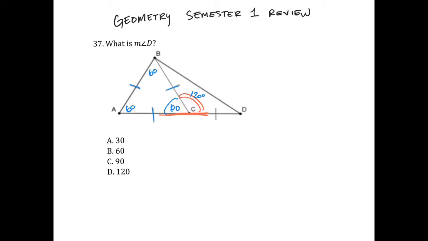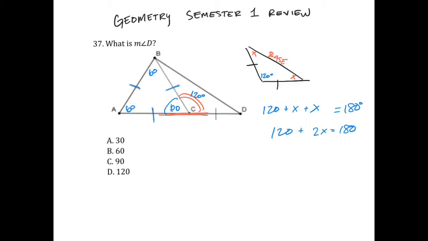And this other triangle looks like it's an isosceles. This angle's 120 degrees. This would be the base of our isosceles triangle. So we know those base angles are equal. We know it all has to add up to 180. So that's 120 plus 2x equals 180. Subtract. 2x equals 60 and divide. x equals 30.